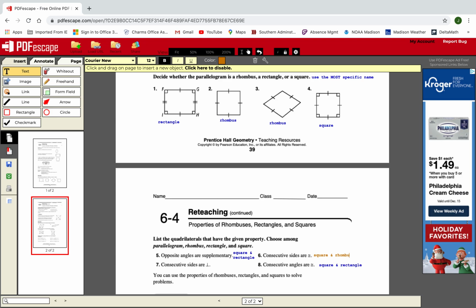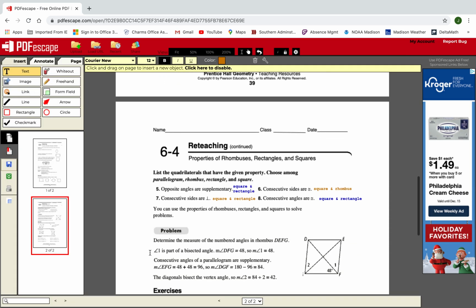And then consecutive sides perpendicular. That's going to be true in our square and our rectangle. So squares and rectangles are pretty special. Square and rectangle. Okay. Hope you guys feel okay about that.